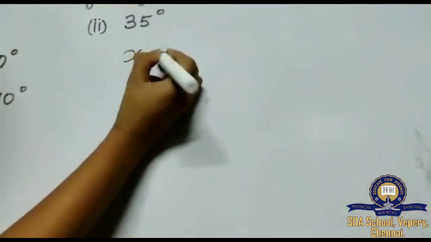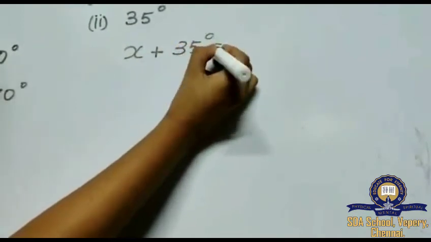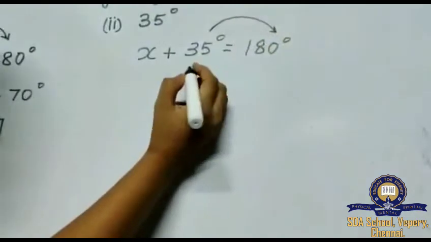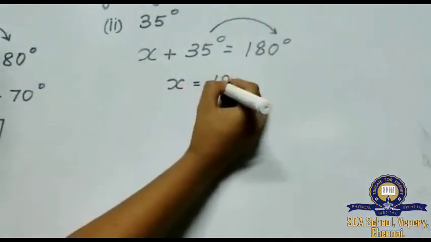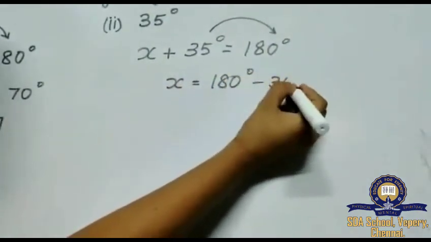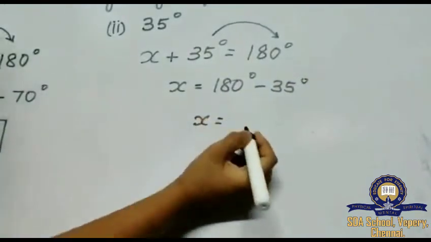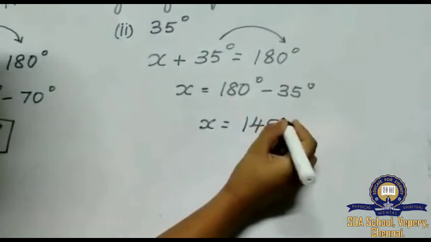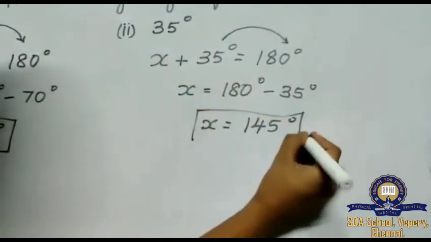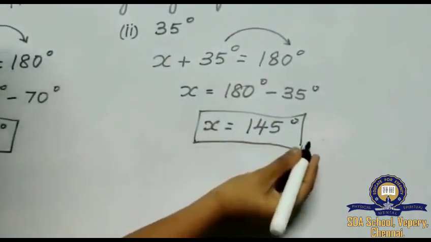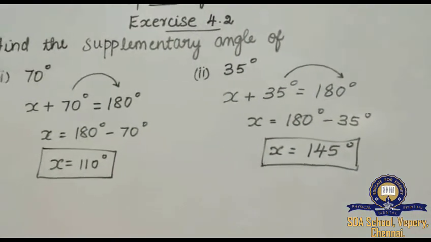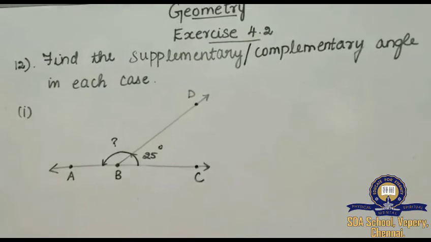Similarly, when I add two angles, the sum must be equal to 180 degrees. When I bring this plus 35 to the other side, it becomes minus 35 degrees. When I subtract 35 degrees from 180 degrees, the answer is 145 degrees. So the value of one angle will be 145 degrees. The subdivisions 3, 4, 5 will be your homework sums.